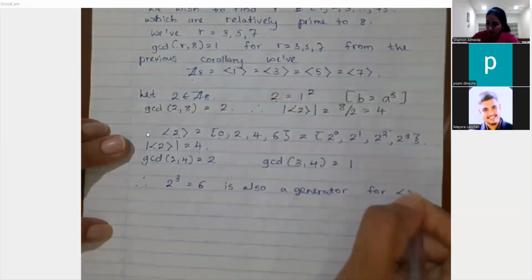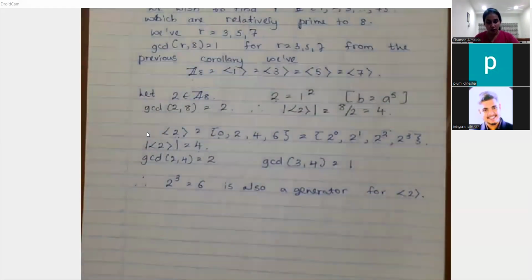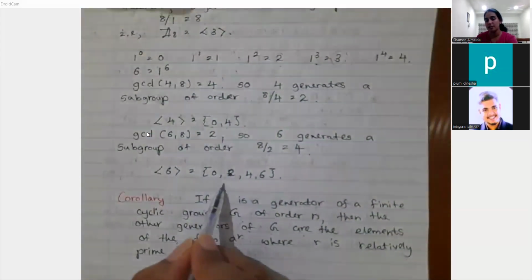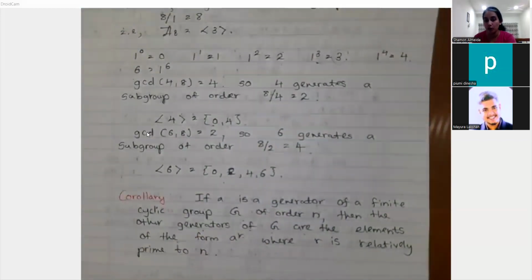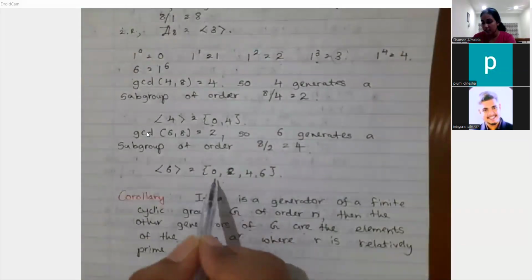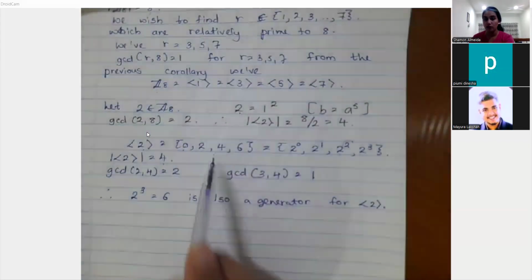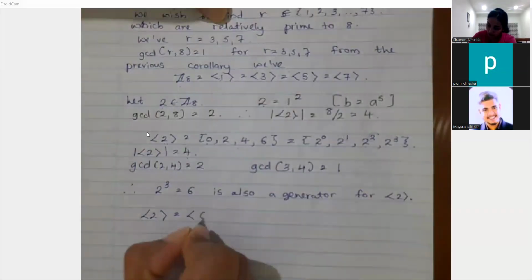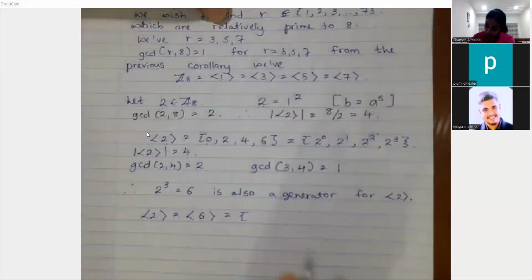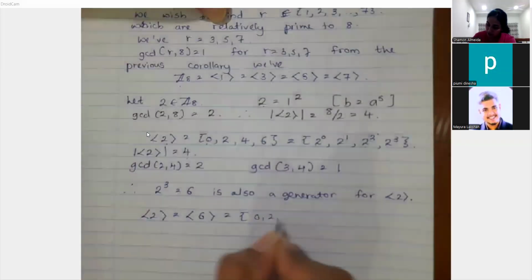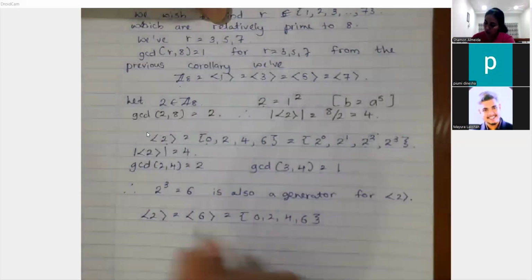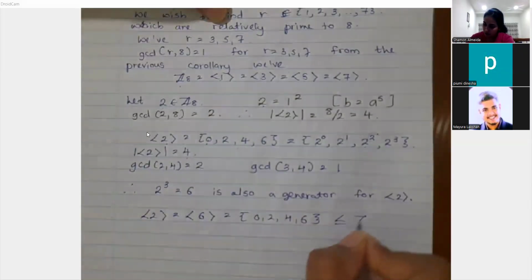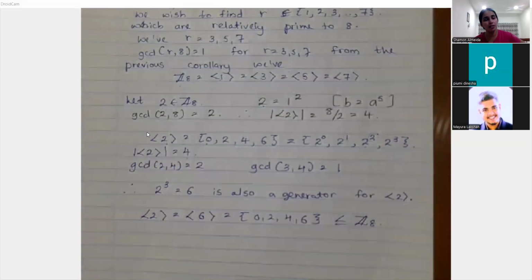for this same group. And we have actually seen this in this previous example, the example that we did right before the corollary here. We found this subgroup. It contained elements 0, 2, 4, 6, which is exactly what you see over here, right? So now we see these two subgroups, the same subgroup, generated by 2 and 6. And this is a subgroup of Z8. Is it clear to you?